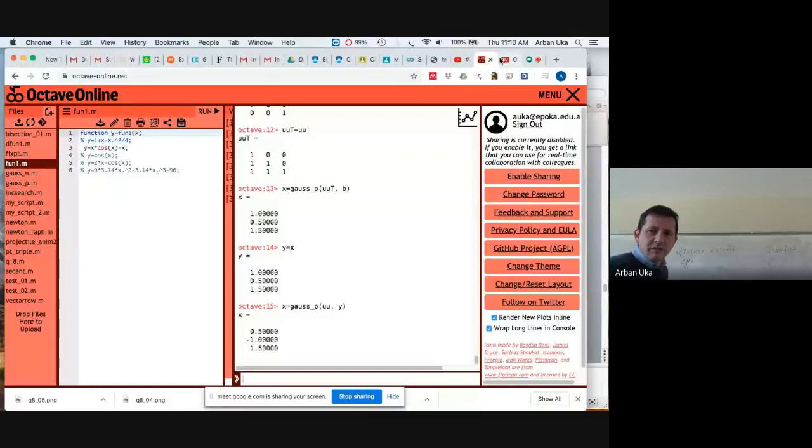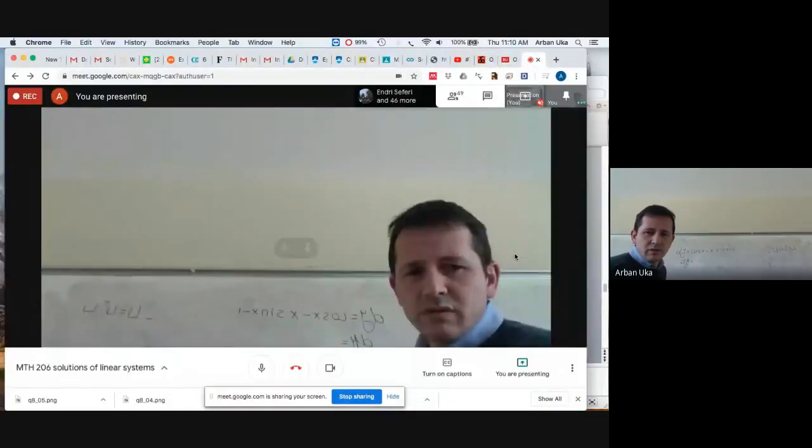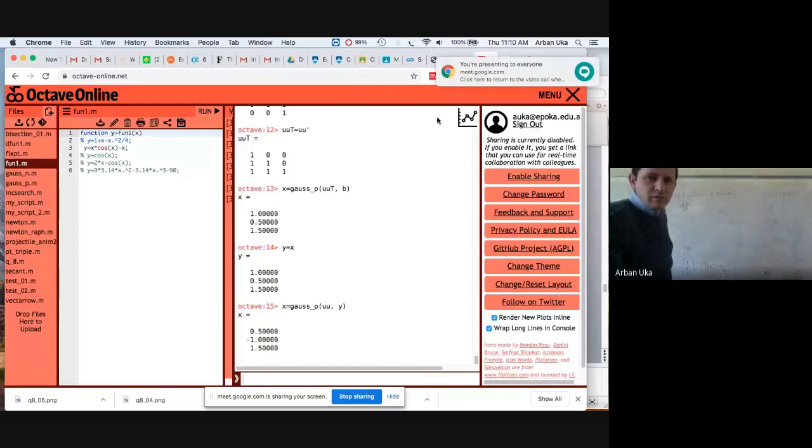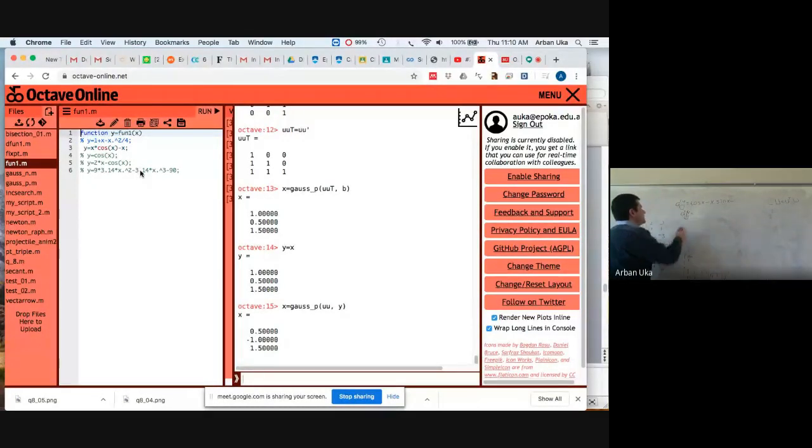And meanwhile, let me check whether I'm sharing the screen. Okay, I think I'm sharing the screen, right? Okay, so you cannot see much of the board. So apparently this is the derivative of the function. And the function itself, the y, is equal to x cosine x minus x.